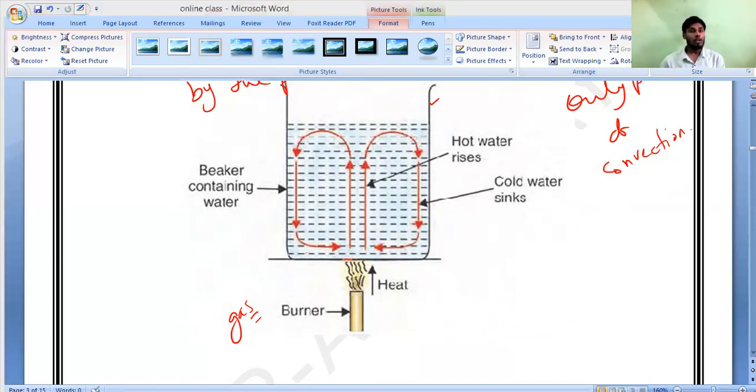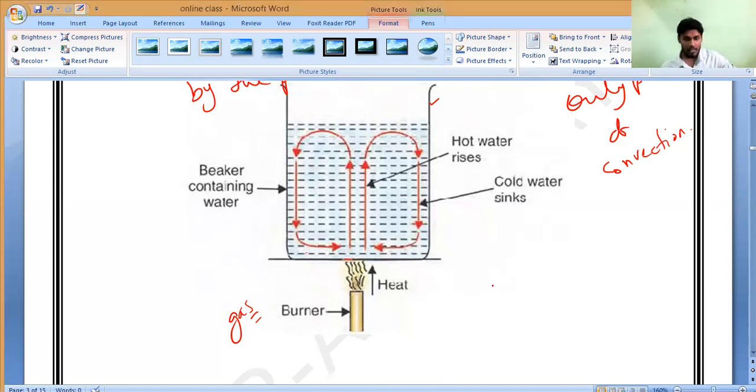Though the burner is kept at the bottom of the vessel, the heat still heats all the water in the vessel. Is it yes or no? If you heat the water, is only the bottom part heating, or is the top part also heating? Bottom part will heat first, sir. First the bottom part will gain heat energy.